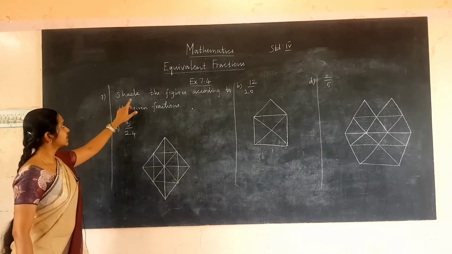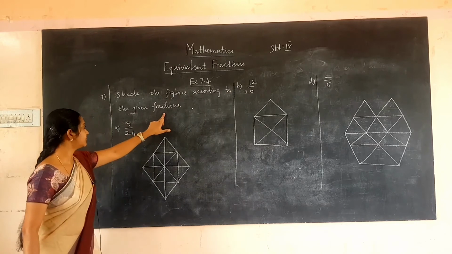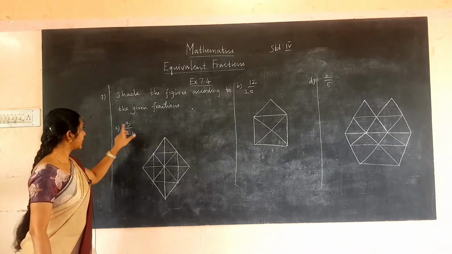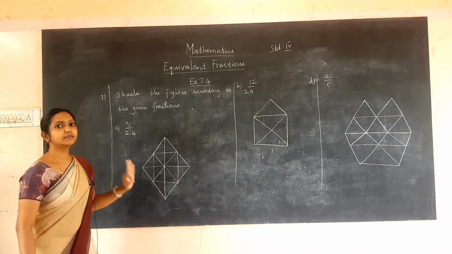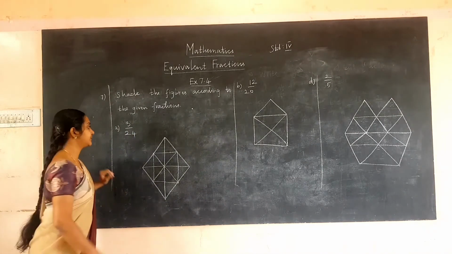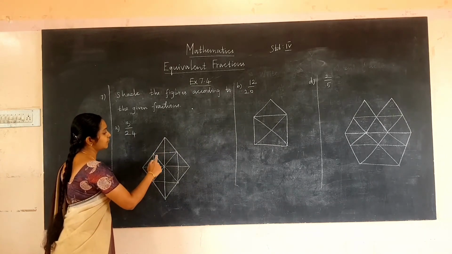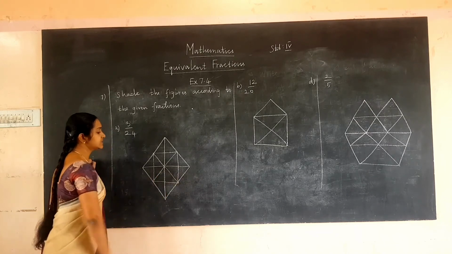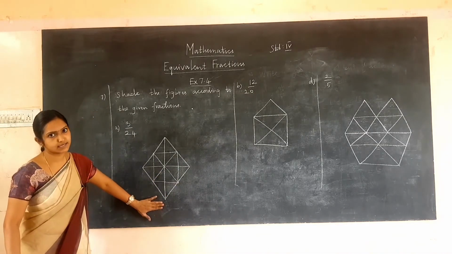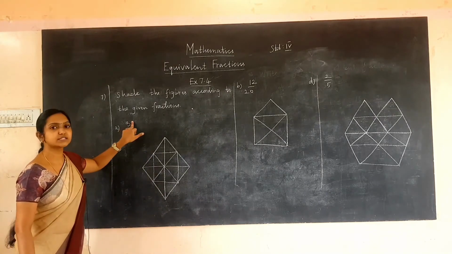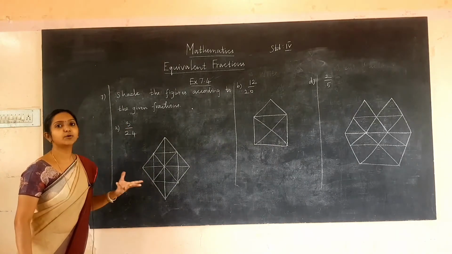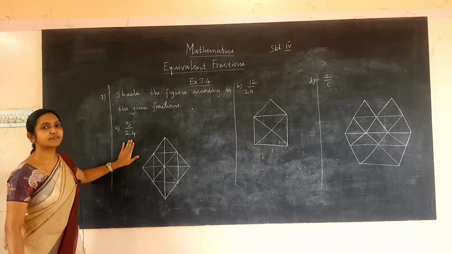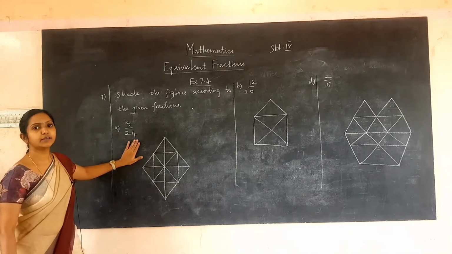The next question is, shade the figures according to the given fraction. The fraction given is 3 by 24. Out of 24 parts, we must shade 3. Now count how many parts are here. 1, 2, 3, 4, 5, 6, 7, 8, 9, 10, 11, 12, 13, 14, 15 and 16. Here we are having only 16 parts. For 24 parts, we must shade 3. For 16 parts, we don't know how much we should shade. So, we are going to reduce this fraction. We are going to reduce 3 by 24.